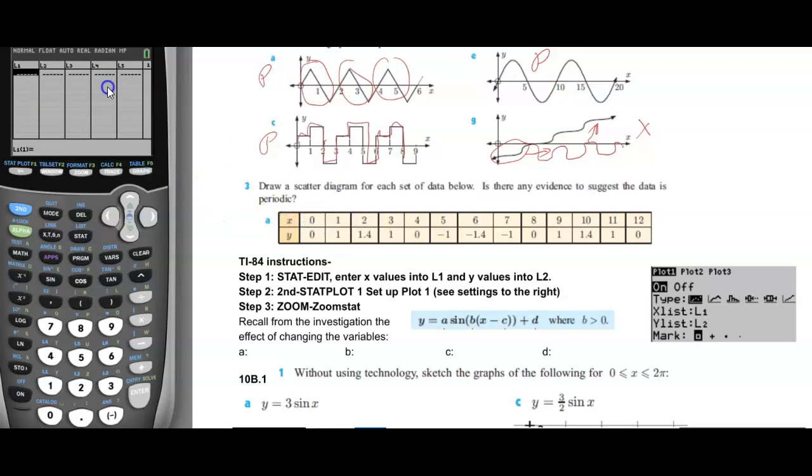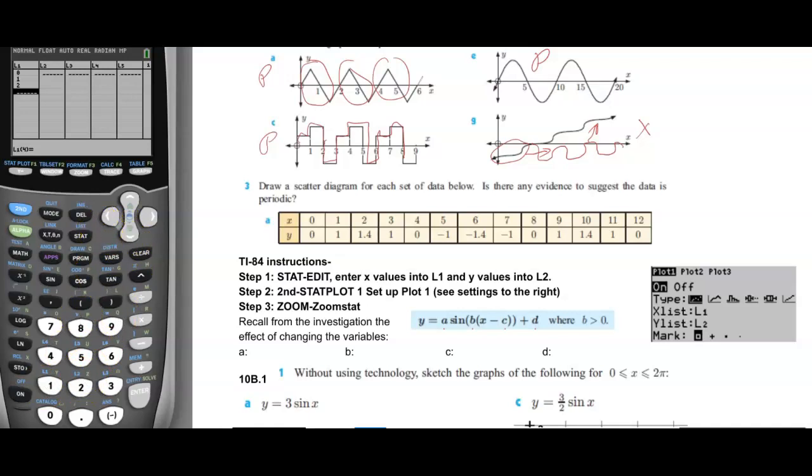So 0, 1, 2, 3, 4, you're going to put that into L1. You're going to take this row and make it into a column in L1. Then you're going to put all the Y values in L2, and you need to put them in this order. So I'm going to start doing that here, but I'm going to do most of it offline because I don't want to bore you with this. I suggest you do it on your own calculator while I do this.